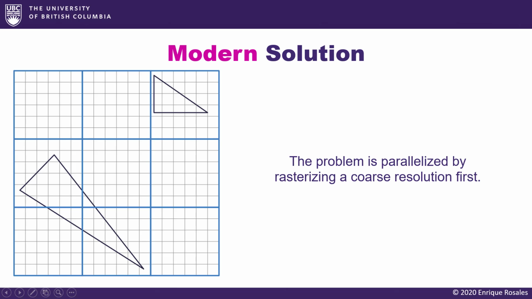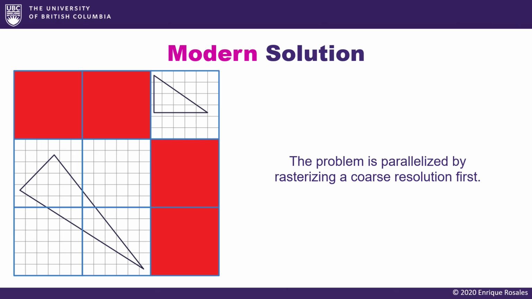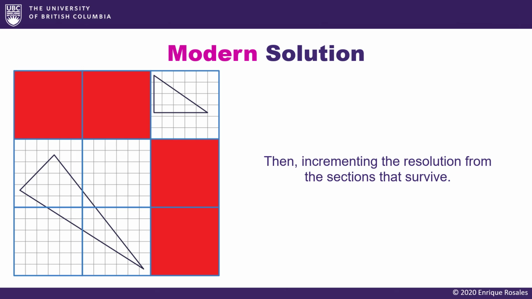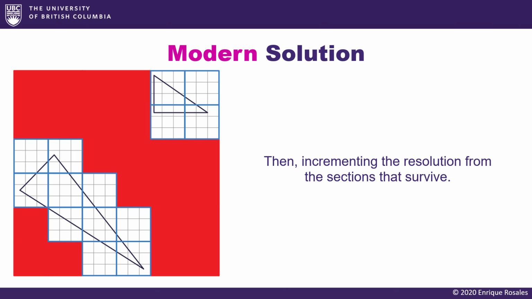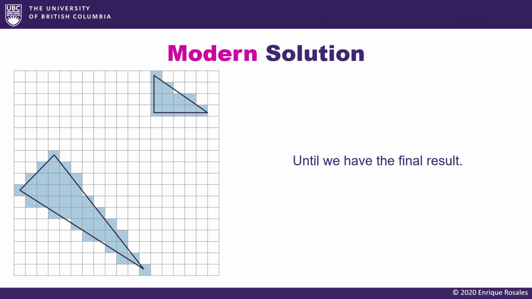It's super cheap. So after you do this, you pixelate or rasterize that, and you can discard the pixels or the area or the groups or the blocks of pixels that are not relevant anymore, and you just continue incrementing the resolution from the sections that survived. So now you can, for example, compute with blocks of 3 by 3, and you discard the areas that you don't need, right? And you end up with something like this, with the final result. And this is what we use in modern GPUs.